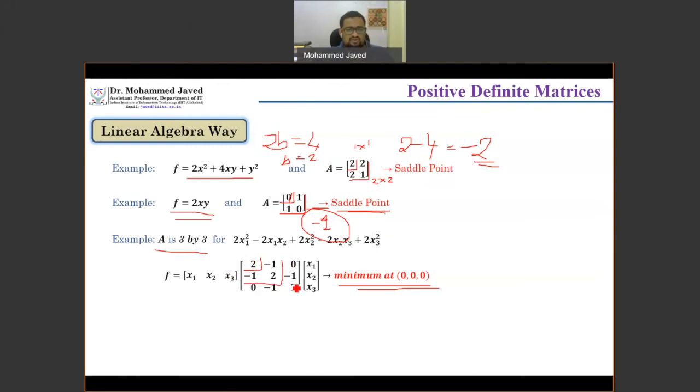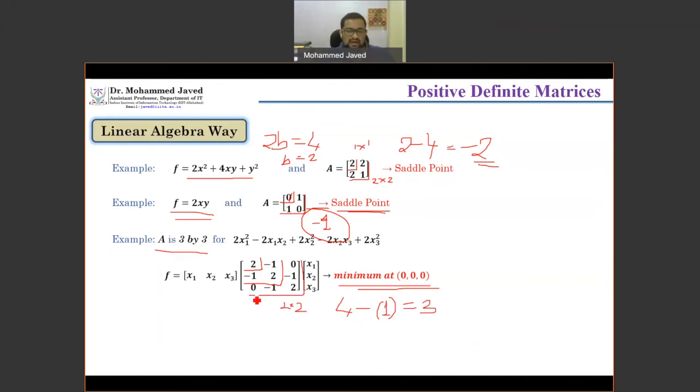So now let us go for 2 by 2. 2 into 2 is 4, and 4 minus 1, the answer is 3. So this is also a positive determinant. Similarly, now calculate the determinant for this one. If you try to calculate again, this will be positive.